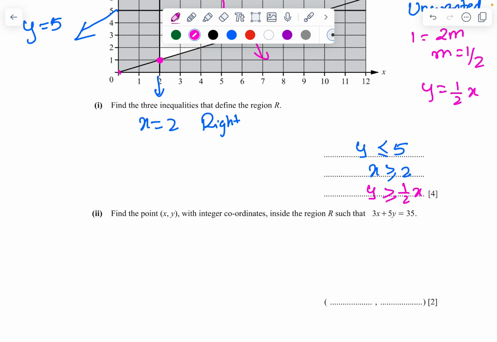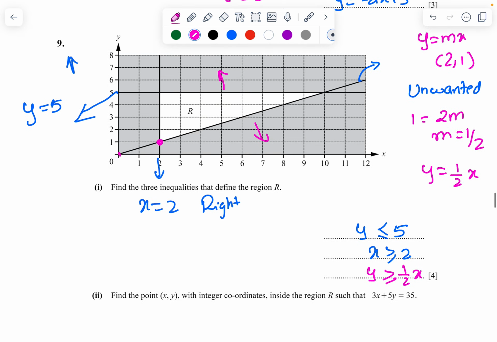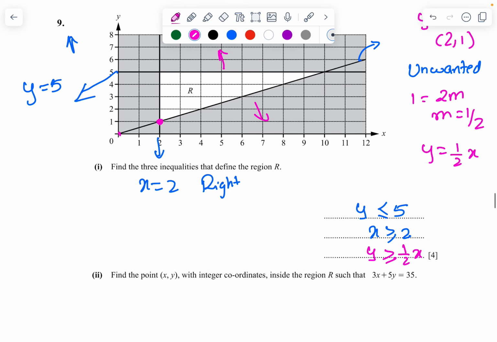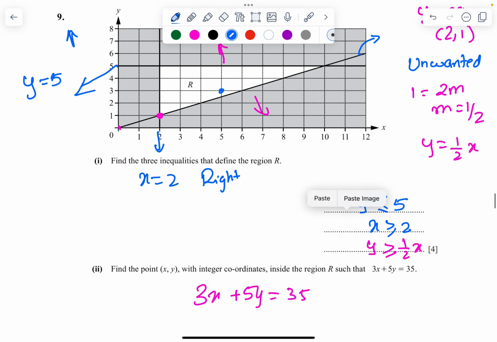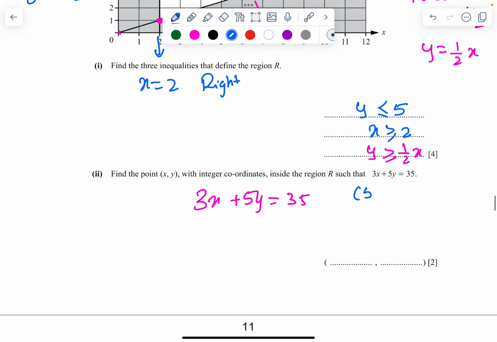So which is that point? For that, what am I going to do? I am going to take multiple points. So you should be getting it. 3x plus 5y equals 35. Let me try with a point, maybe (5, 3). I'll try (5, 3) because it should go as far as possible.